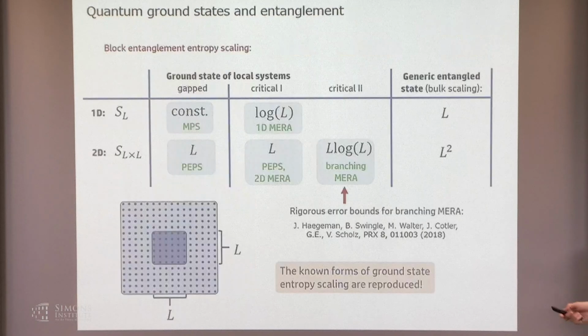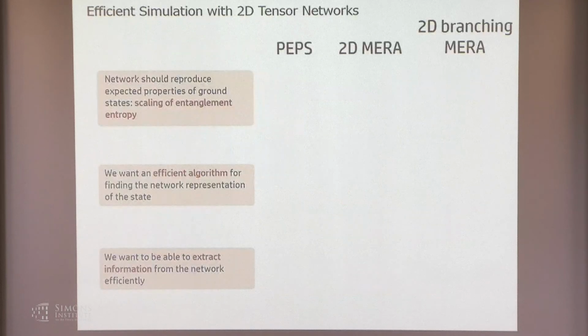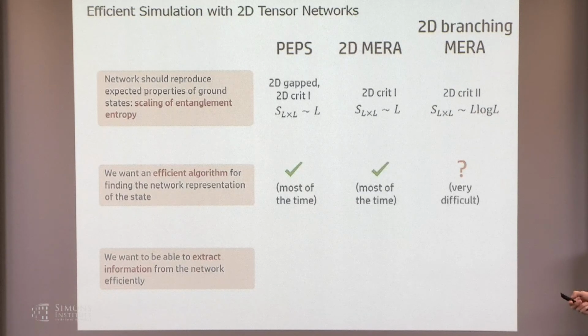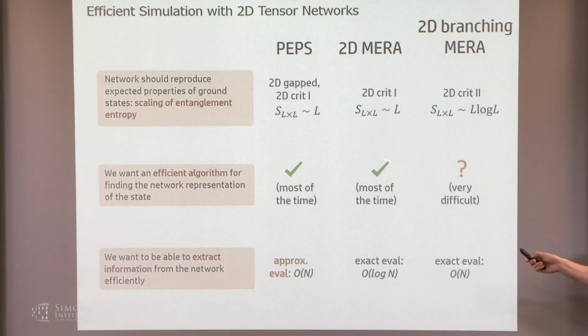Between all of these different types of networks, we seem to have properly reproduced all of the entanglement we expect to find, at least in common ground states. So we have the correct scaling of entanglement entropy. We want efficient algorithms for manipulating these structures. With PEPS and mirror, we're doing pretty well. This branching mirror is still very difficult in practice. We want to be able to evaluate things efficiently. For PEPS, exact evaluation is provably difficult. It's in #P complexity. However, we have very good approximation algorithms for getting information from PEPS, so usually in practice, it's not so bad. These other structures, 2D mirror and branching mirror, you can evaluate efficiently in order n time.